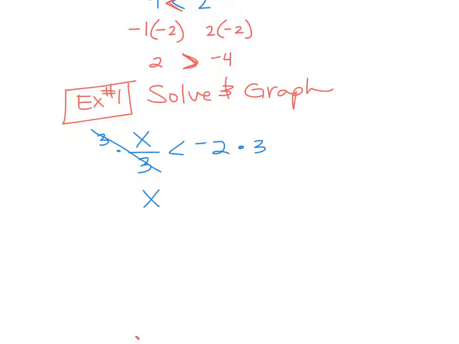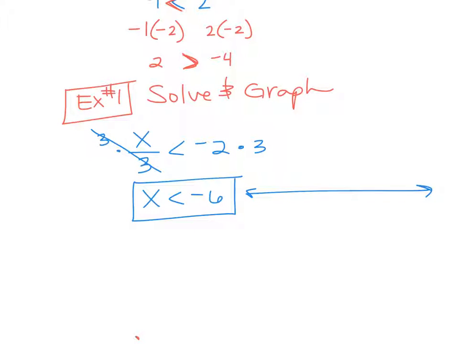So I have x. Do I flip my sign? Did I multiply both sides by a negative? No, right? So your sign's going to stay the same. X is less than -2 times 3 is a -6. So that's your answer. And then you graph it.